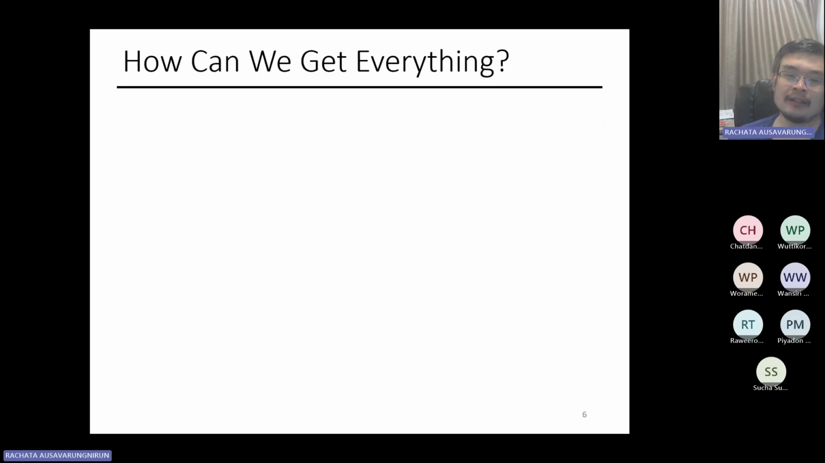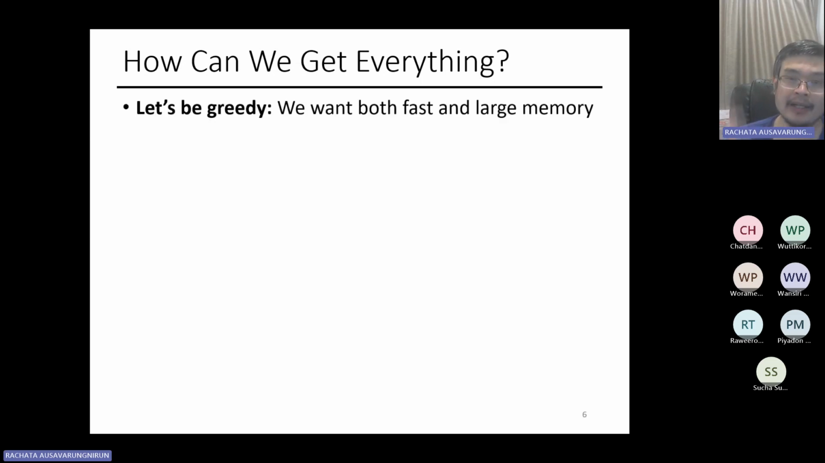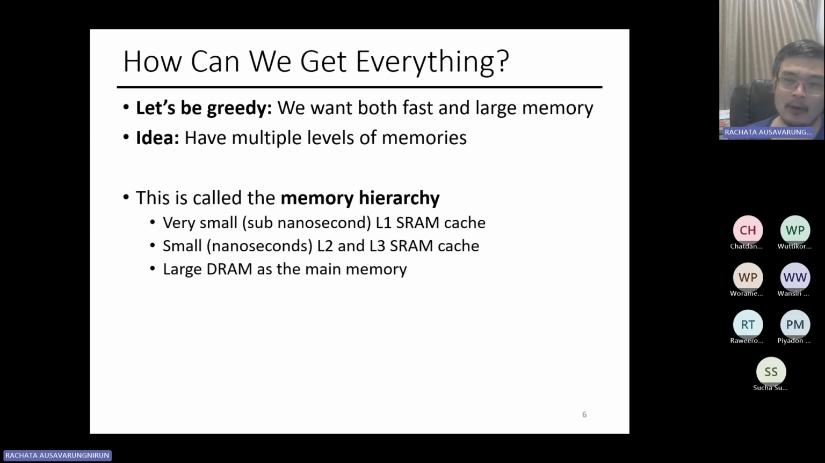All right, so here's the question. SRAM is fast, but expensive and also small. DRAM is cheap, but it's basically high capacity and slow, right? I want to be greedy. I want to be able to support a lot of memory, but for most of my data accesses, I want them to be fast. So here's the idea: I will have a hierarchy of memory. That's why we call this memory hierarchy.